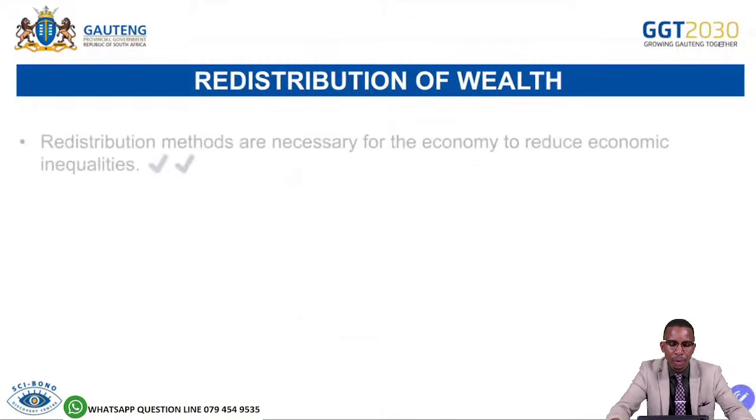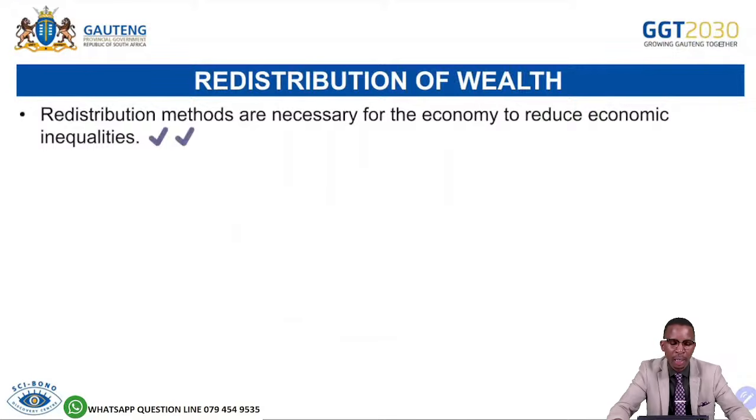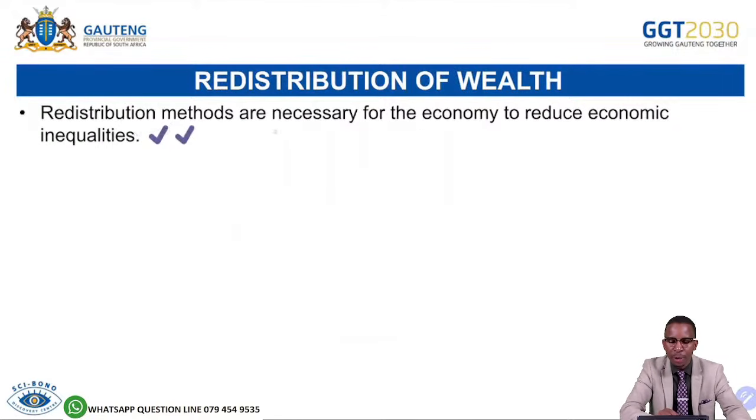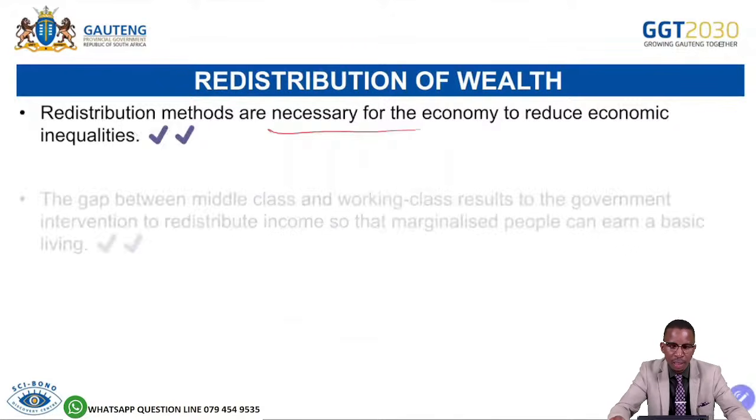And then we continue with income redistribution. Remember, unfair income distribution was indicated before. Income redistribution methods are necessary for the economy to reduce economic inequalities. So in this situation, the state has intervened.